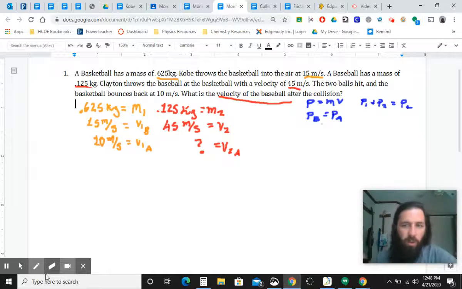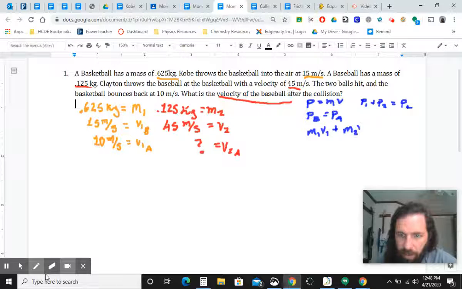Okay, so now we're going to combine all three of these equations into one. I'm going to take my momentum before, but I have two different objects that have momentum, right? So the momentum for each object is going to be the mass of the first object times the velocity of the first object, plus, so that's like this one, right? Here we combined this into here. Now we're going to take this into here. So the mass of the second object times the velocity of the second object. So that's all of our before.